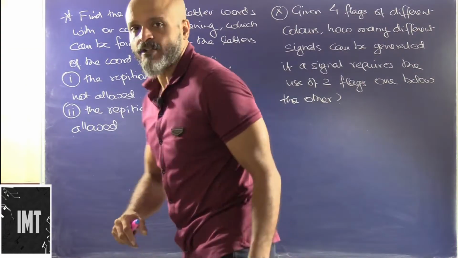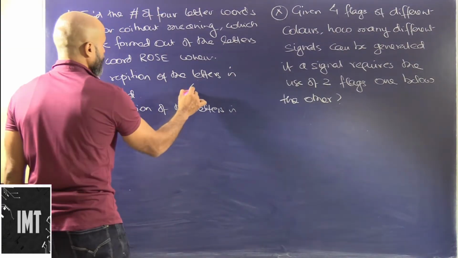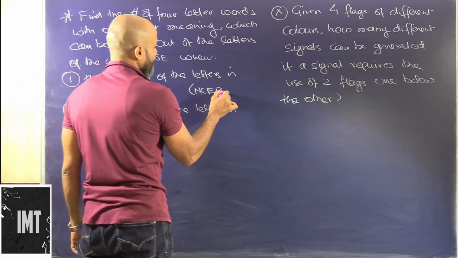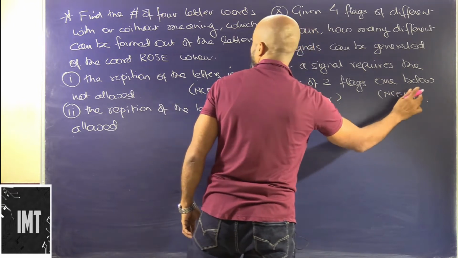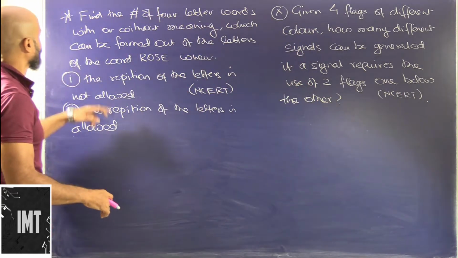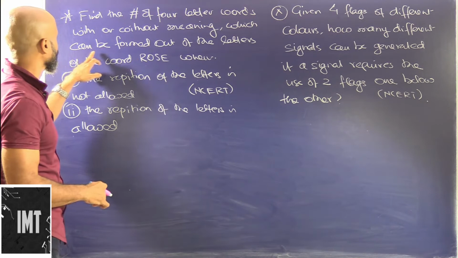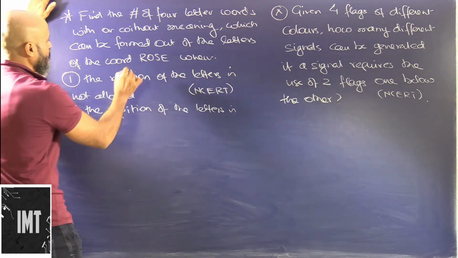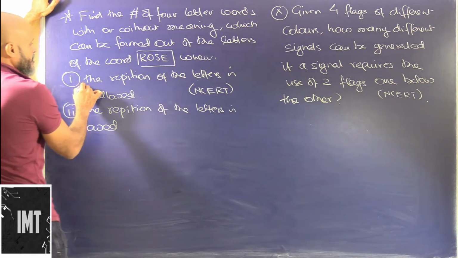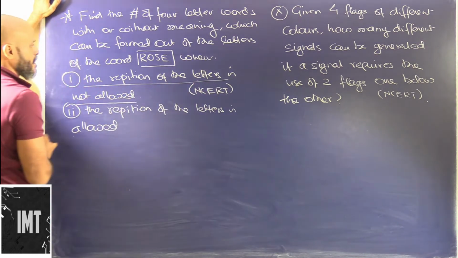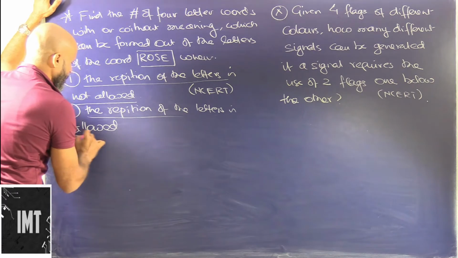Okay, so we have here 2 questions from NCERT. Both these questions are basically from NCERT. Find the number of 4-letter words, with or without meaning, which can be formed out of the letters of the word ROSE, when there are 2 conditions given: the repetition of letters is not allowed, and when the repetition of letters is allowed.